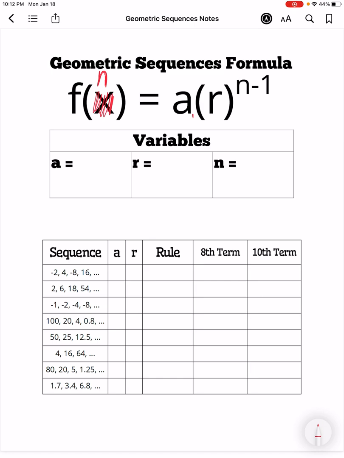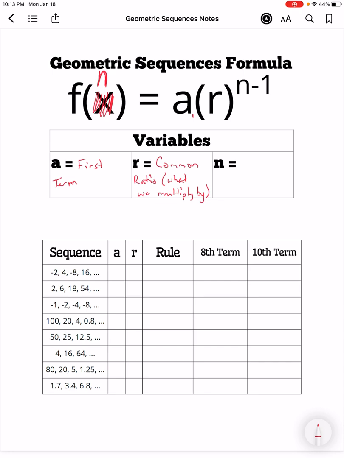So the function is found by taking a times r to the n minus 1. To identify what each of those are, a is the first term in the sequence. So the very first term in the sequence that we're speaking of is going to be our a. So the number that we write there is going to be the very first number in the sequence. The r is called the common ratio. That's the amount that we multiply by. So the r is the common ratio, or what we're multiplying by.